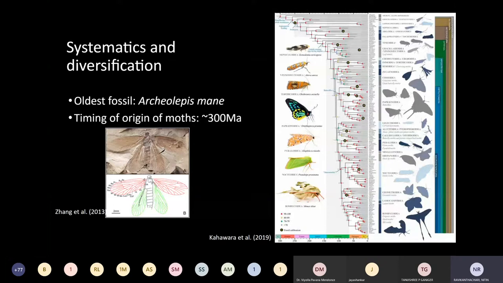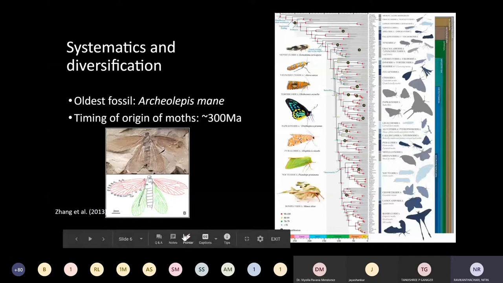The body form is not similar to present day moths, but it kind of resembles them, and it also has wing venation similar to present day moths. And moths originated around 300 million years ago. And I was specifically talking about some of the features that promoted diversification in moths.